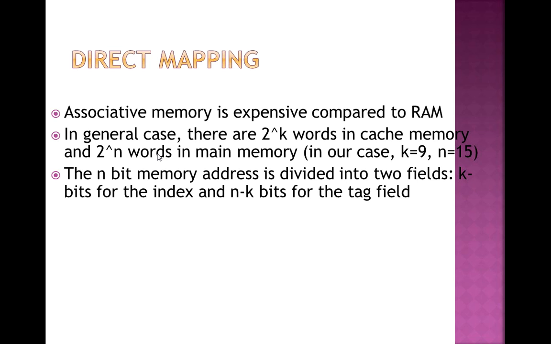For example, k equals n equals 15, that is 2 power 15 words in the main memory. The n-bit memory address is divided into two fields: k bits for the index and n minus k bits for the tag field.